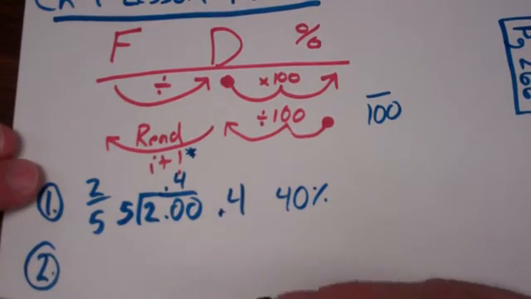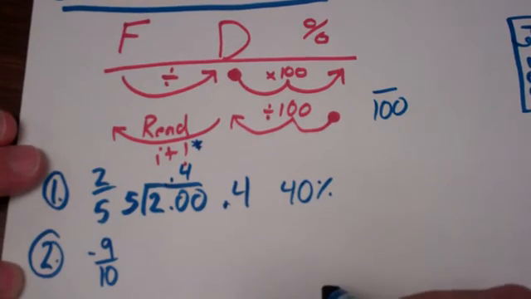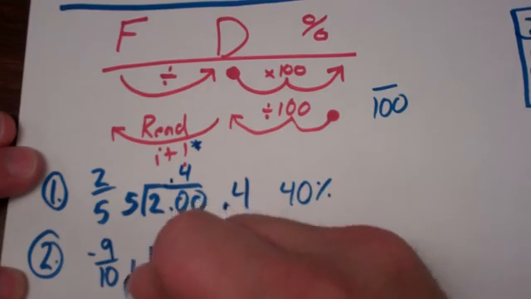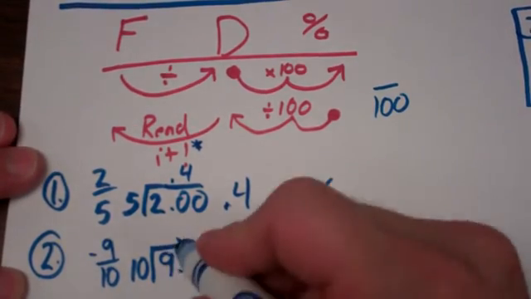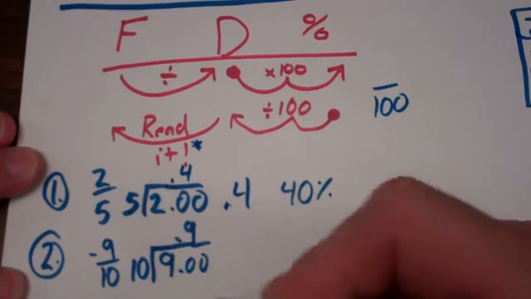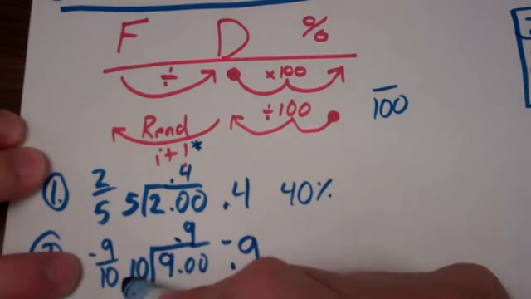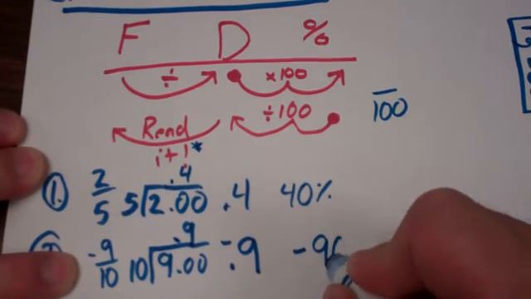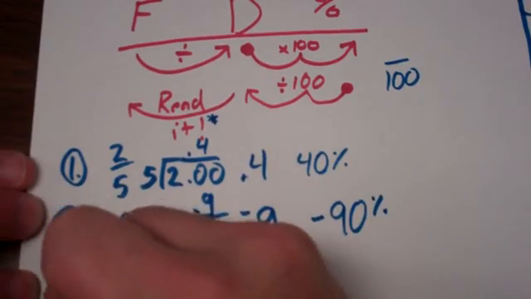Try number 2, negative 9/10. Notice there's only one negative, so I already know my answer is going to be negative. But I will be doing top number divided by bottom number. Top number goes in the box. Put out some zeros. 10 does not go into 9, but goes into 90. So it's negative 0.9, because we already knew it had one negative. If I changed it, it'd be negative, move it 2 places, 90%. That'd be like a decrease of 90%.